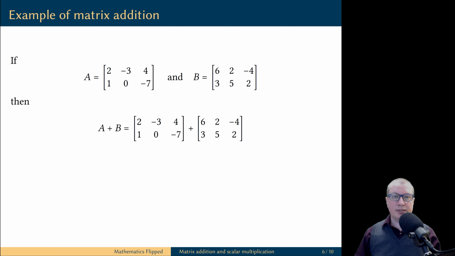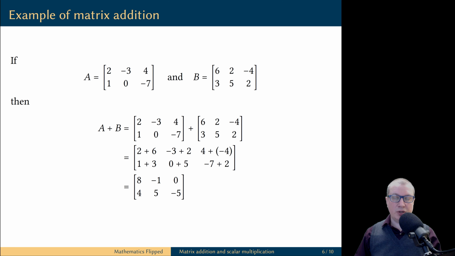Here is a simple example of matrix addition. We have two matrices of the size 2 by 3. Again, keep in mind, you can only add matrices of the same size. To add these two matrices, we simply add the entries which are located in identical positions in the two matrices. So in a sense, this operation is defined entry-wise. You can easily compute the result of this operation, so as you see, it is very easy to add matrices.